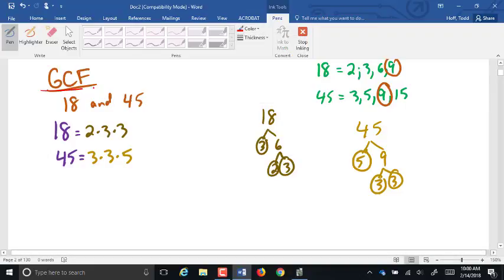The greatest common factor is a combination of all of the common factors. I have a 3 that's in both of them, and I have another 3 that's in both of them. What's 3 times 3? 9. That's my greatest common factor.